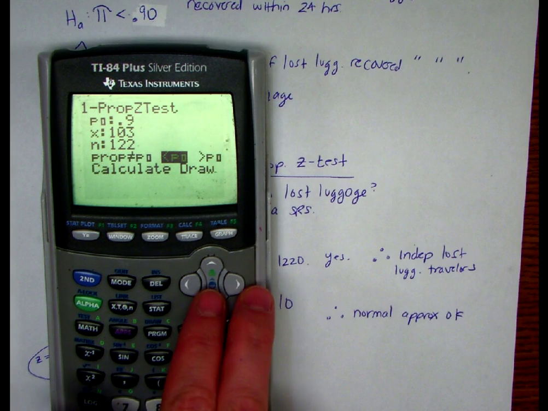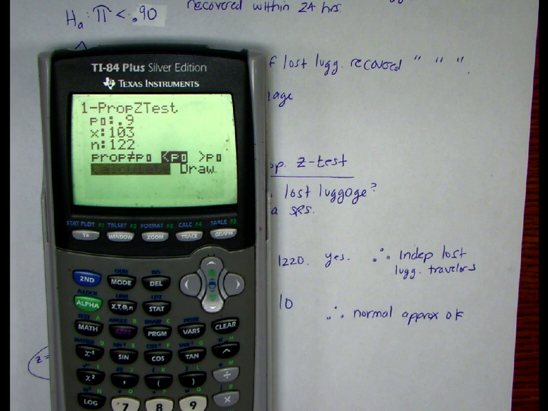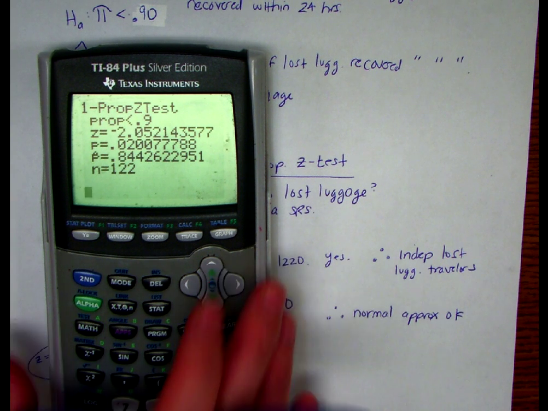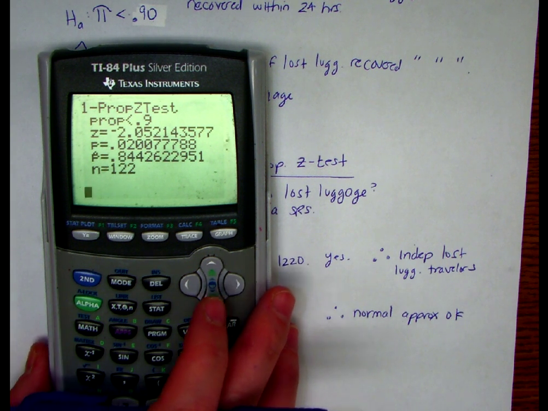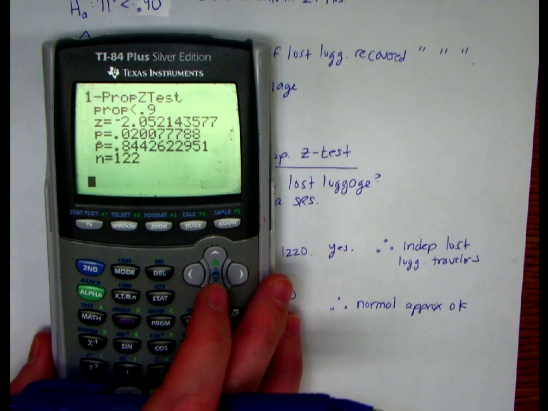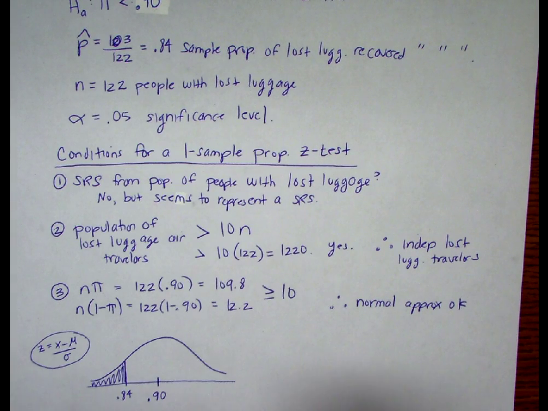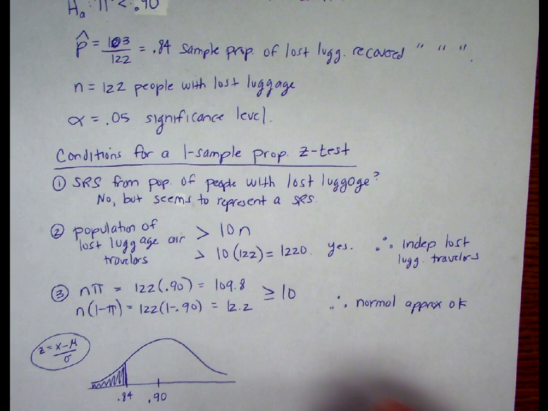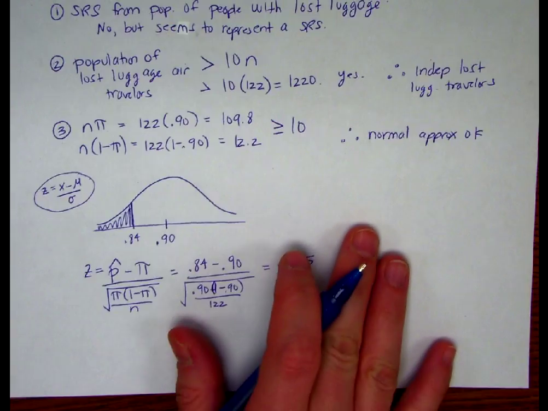So I do that. I hit calculate, and it's going to give you a bunch of stuff that you used to have to do individually. So it's going to give you the z value, which is negative 2.05. So copy that down. Z is equal to negative 2.05. I'm going to put that right there.